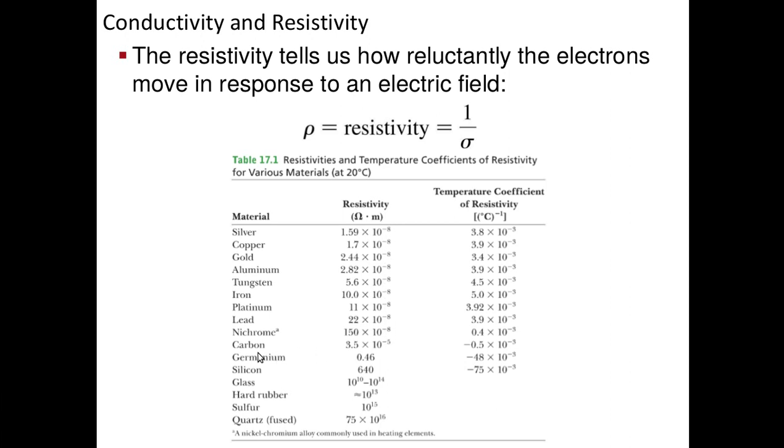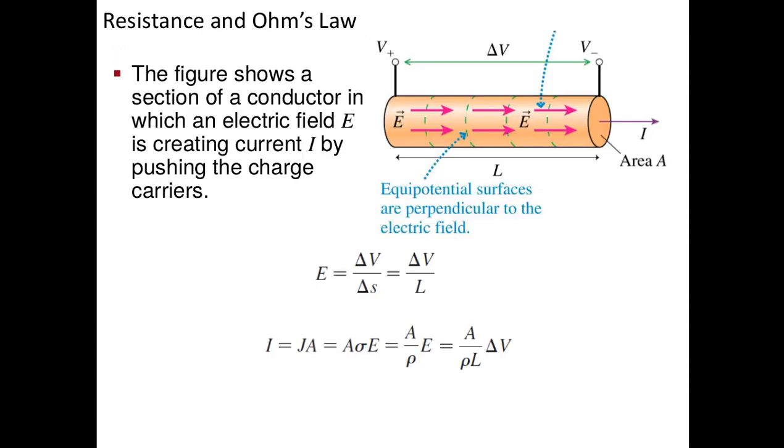But then once you start getting into your semiconductors and your insulators, your non-metals, you see their resistivities are very, very high. It's very difficult to push electrons through with an electric field.